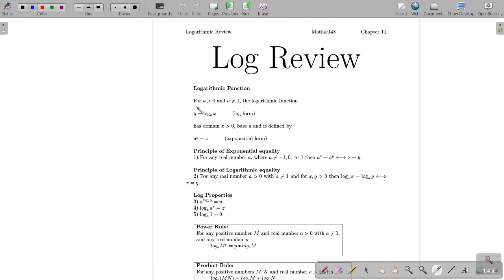Logarithmic functions. For a greater than 0 and a not equal to 1, the logarithmic function y equals log base a of x is the log form, has domain x greater than 0 and base a, and is defined by a to the y equals x in exponential form.